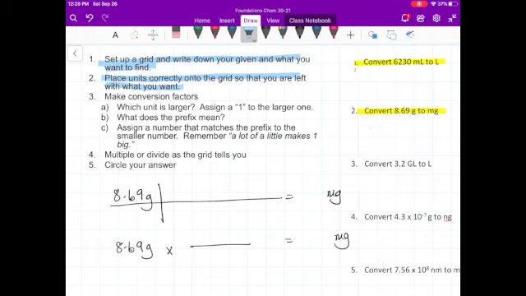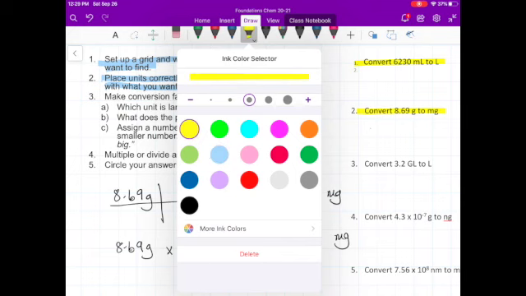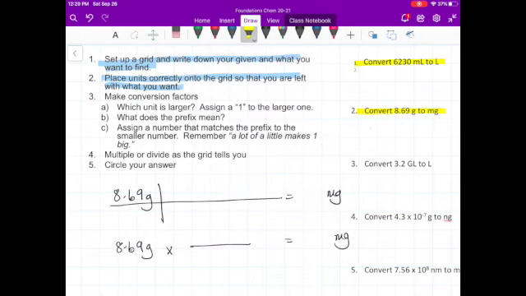All right, place units correctly onto the grid so that you are left with what you want. Remember, you want the units that you don't want to cancel, and you want the units that you do want to stay behind. So in math, if we want to get rid of something, we can divide it by itself. So if I have grams here, what am I going to put down here? Well, yes, of course, I'm going to put grams down here. And then where am I headed? I'm headed to milligrams. Because now grams cancels with grams, and I'm left with what I want.